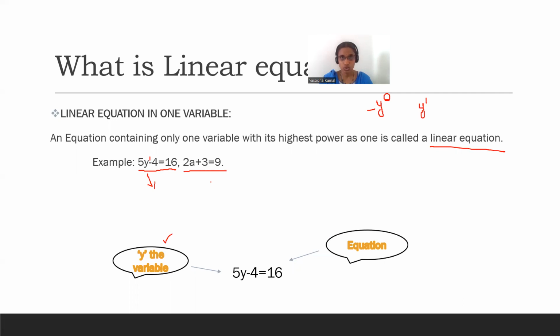2a plus 3 is equal to 9. Yes, perfect. So can you tell me how many variables are involved in this equation? Yes, only one variable, that is a. And the highest power of a is 1. When you look at the exponent, that is the power of the variable, this equation is said to be a linear equation in one variable. So far you have understood, I hope so.